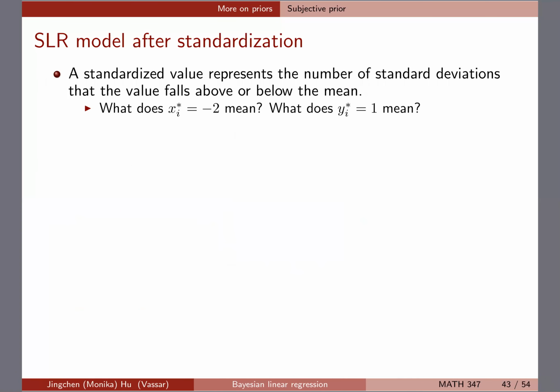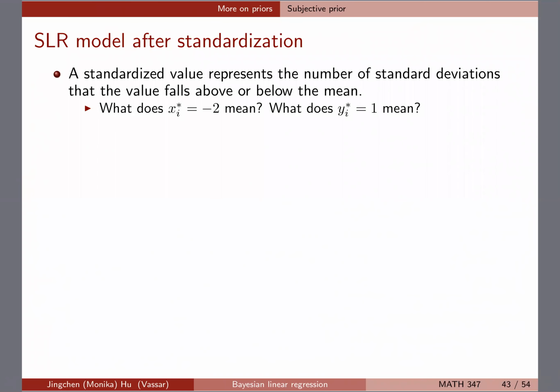So, for example, when you standardize a variable, the standardized value that you have, the xi star and the yi star, represents the number of standard deviations that the observation falls below or above the mean. Let me ask you, in our context, what does it mean if you have an xi star of -2, and what does it mean to have yi star of +1? I'll pause here so you can talk to your neighbors. What do you think in the context?